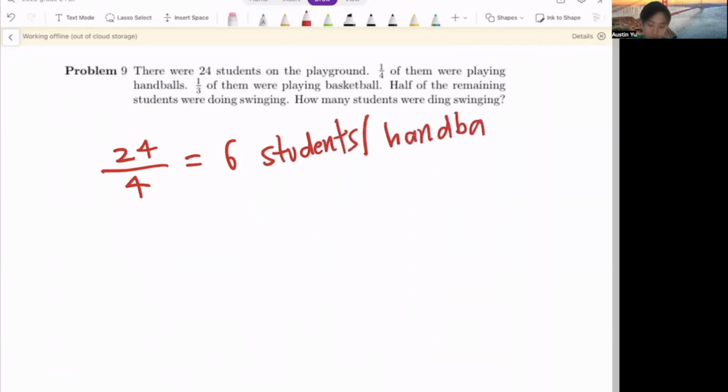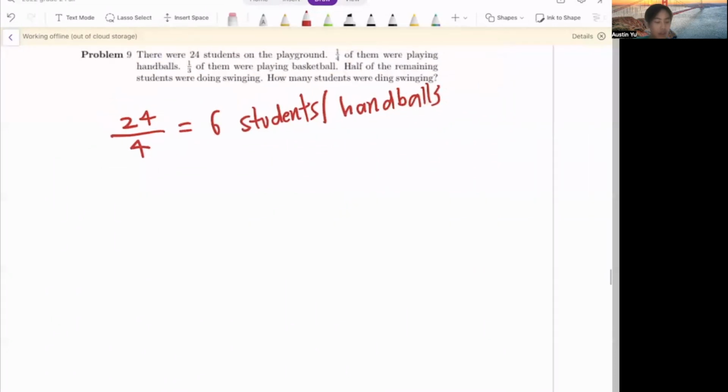And then 1/3 of them were playing basketball. So again, we have 24 students. 1/3 of them were playing basketball, so we just divide it by 3. And this gives you 8 students that are playing basketball.